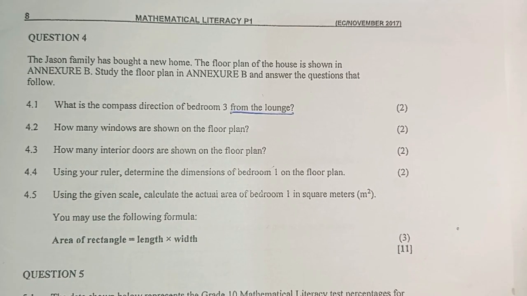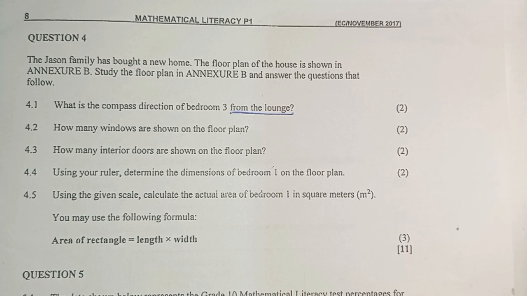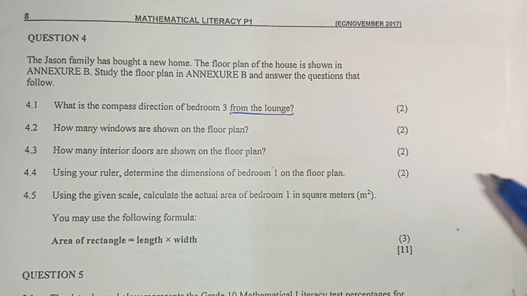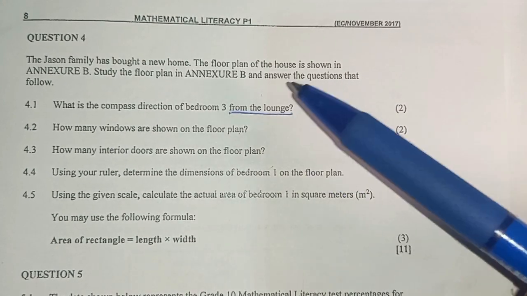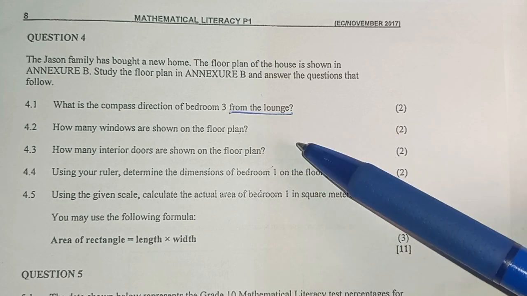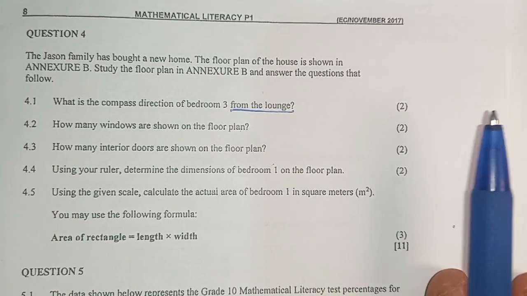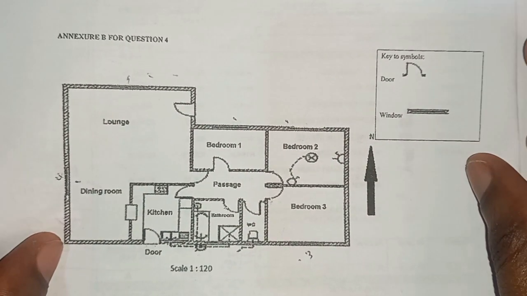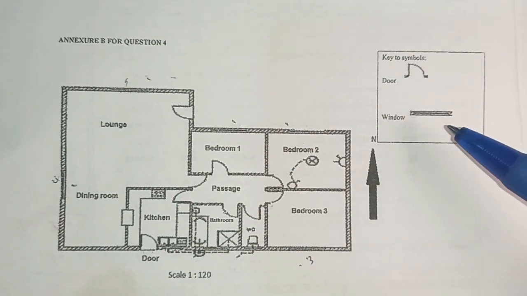The Jason family has bought a new home. The floor plan of the house is shown in Annexure B. Study the floor plan in Annexure B and answer the questions that follow. So before we go to the questions, let's do what's being told. They're saying study their floor plan.